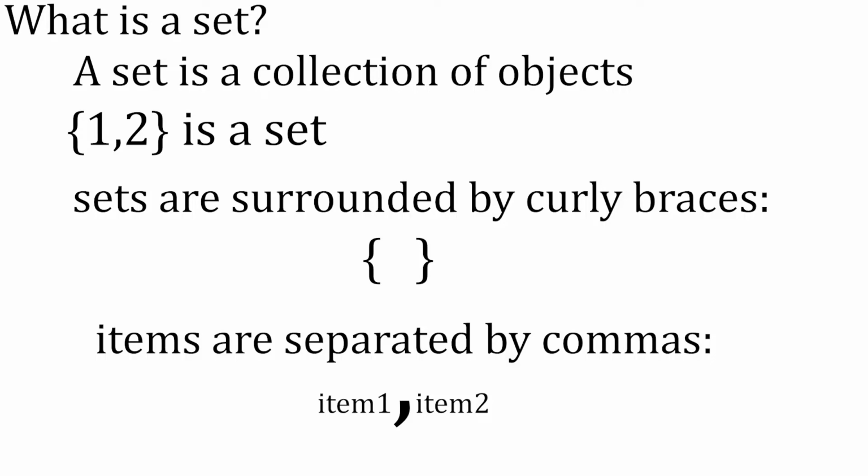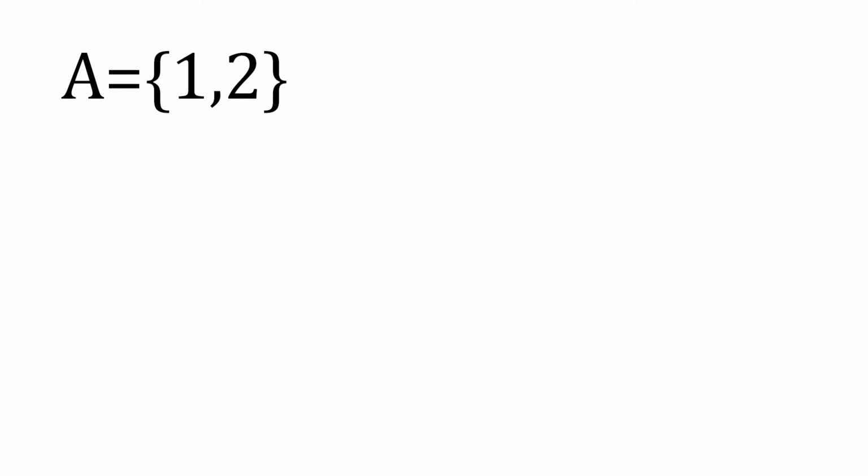A set is a collection of objects. Usually we write it with commas and curly braces. So here's the set {1, 2}. We see that surrounding it are curly braces, and in between the numbers are commas. We can give a set a name. This set {1, 2}, we name it A.